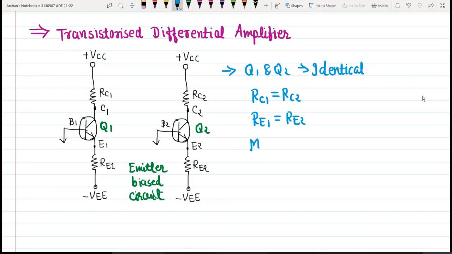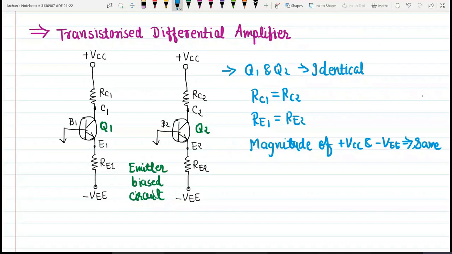And talking about the magnitude of the supply voltage, the magnitudes of plus VCC and minus VEE are also the same. So we have two identical emitter biased circuits, right? Now the differential amplifier can be obtained by using such two emitter bias circuits. This is achieved by connecting the emitter E1 of Q1 to the emitter E2 of Q2.